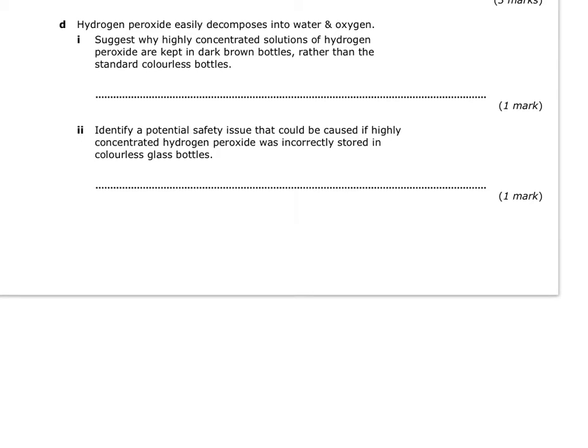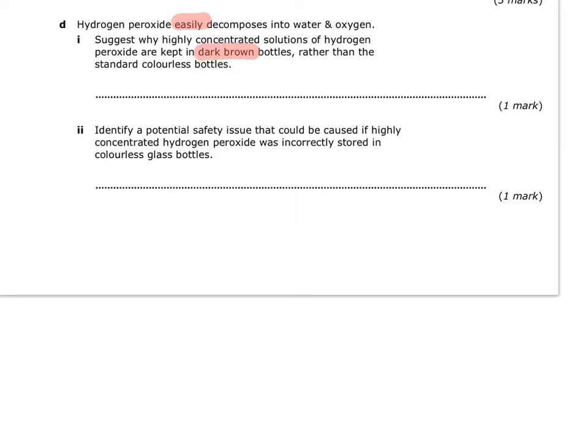So finally it says, hydrogen peroxide easily decomposes into water and oxygen. So it asks you to suggest why highly concentrated solutions of hydrogen peroxide are kept in dark brown bottles rather than the standard colourless bottles. So if it's kept in a dark brown bottle, that must mean that something to do with light affects that reaction. It might speed it up.